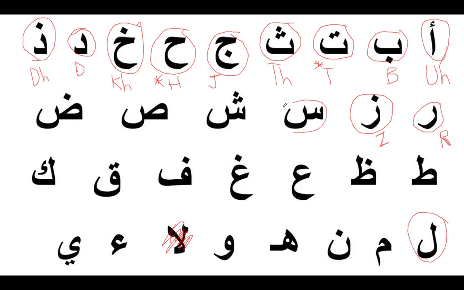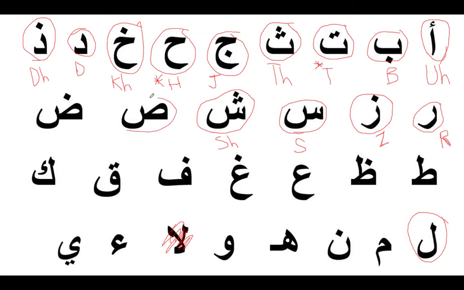Letter sin is this next letter I'm circling here, and it makes an S sound, a simple S sound, okay? This next letter is called shin, and by the name of it, you can hear the sh sound, so it makes an SH sound, okay?